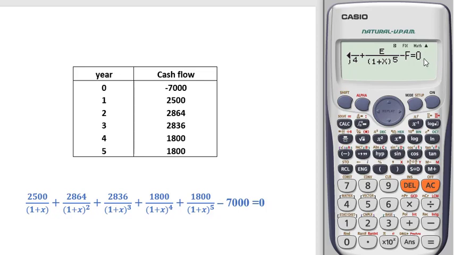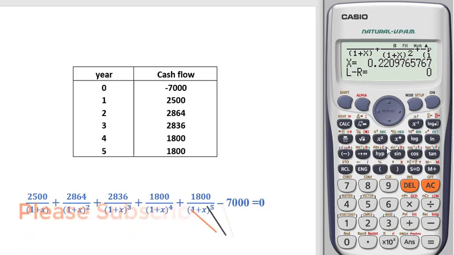This bold icon is indicating this. So we have already finished. So shift solve: A equal to 2500? Yes, correct. B equal to 2864? Yes, correct. Just press equal sign. X equal to 0. Don't write anything, just press equal sign. So you have your result, 22.220976577. If you convert it into percentage, it will be 22%. So this is how you can solve this problem of a long equation using your calculator memory. And I think it will help you, and thank you for your patience.